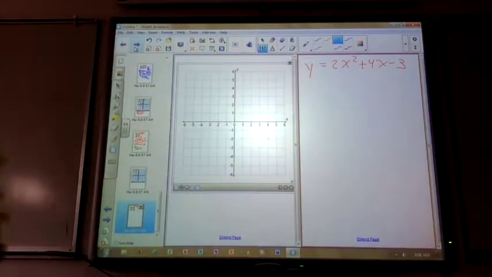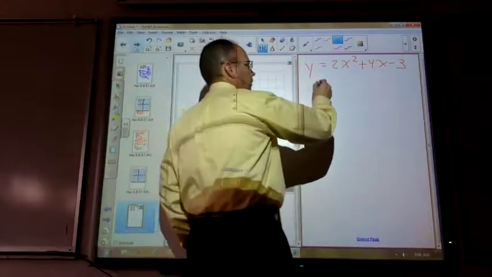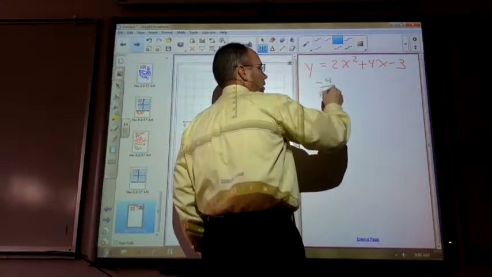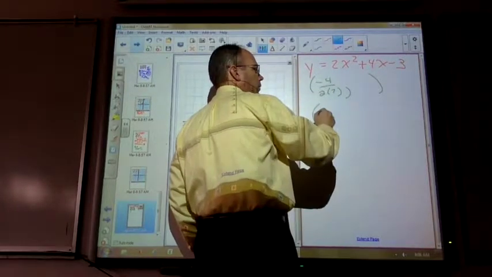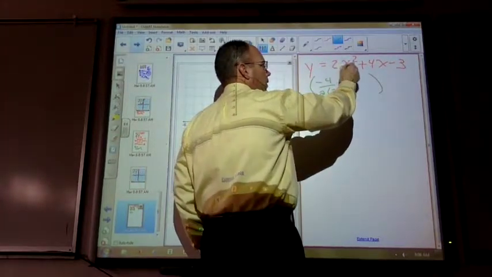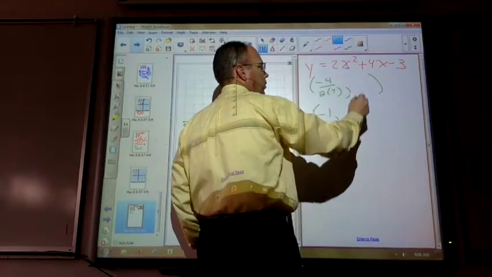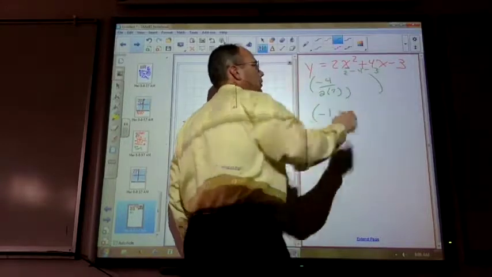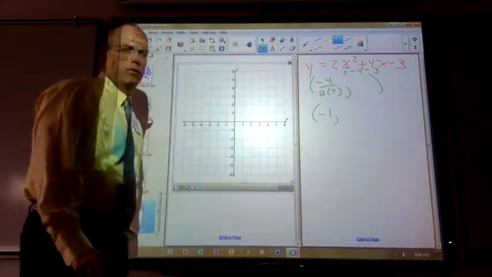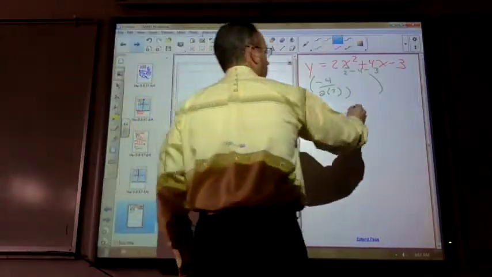Okay, last problem. Negative b over 2a, so I get negative 4 over 2a. So that's going to give me negative 4 over 4, which is negative 1. Plug negative 1 in. I plug negative 1 in there, that's going to give me 2. If I plug negative 1 in there, it's going to give me minus 4, minus 3. 2 minus 4 is negative 2. Negative 2 minus 3 is negative 5. There's my vertex.